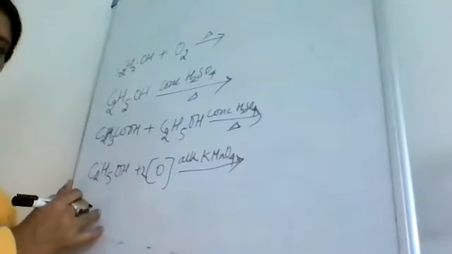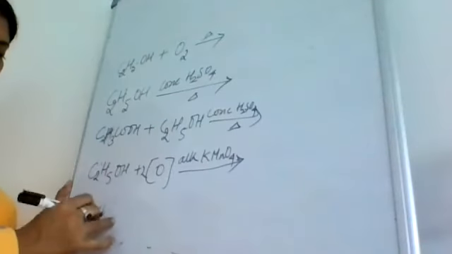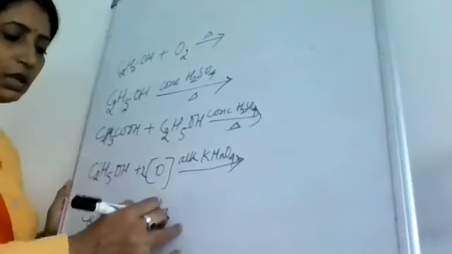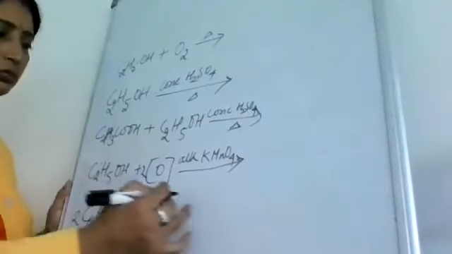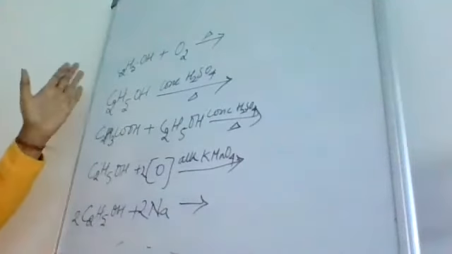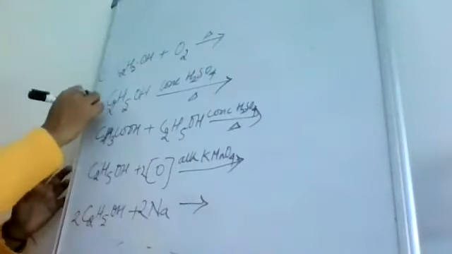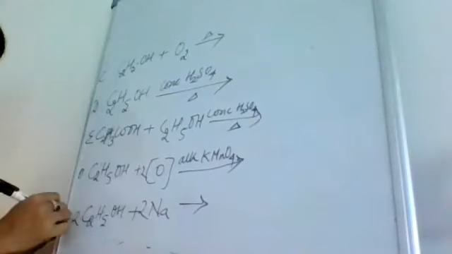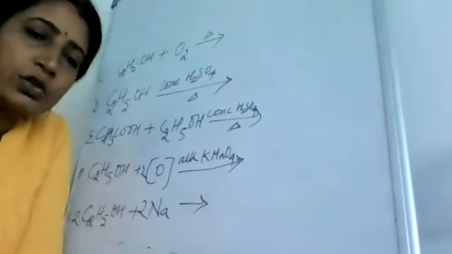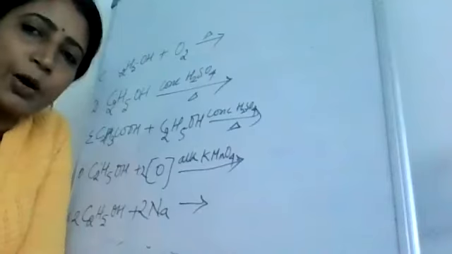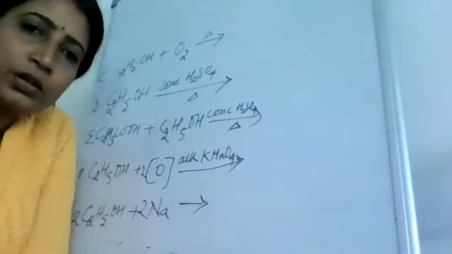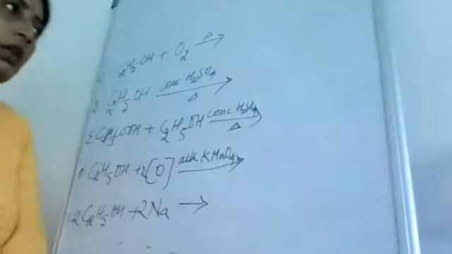And the last one, sodium metal test. C2H5OH reacting with Na. Okay, what will you get? So these are the five. How many? 5 properties, na? C, D, E, O, and S. Remember, if you remember it in this way, you are never going to forget the properties. Will you forget it? No, ma'am.